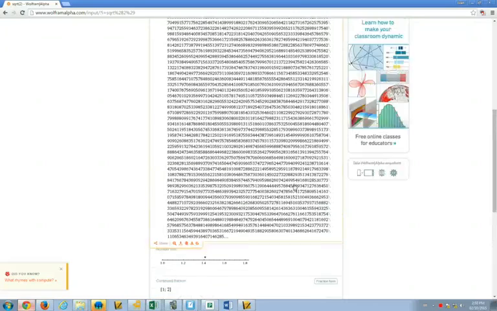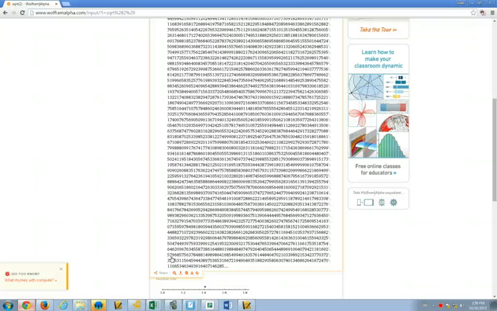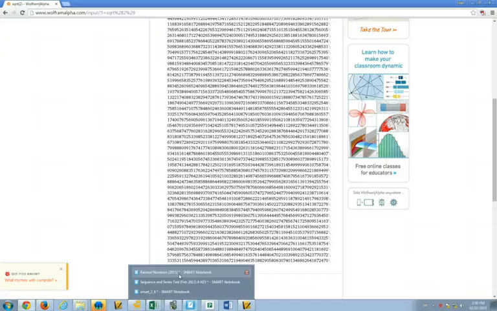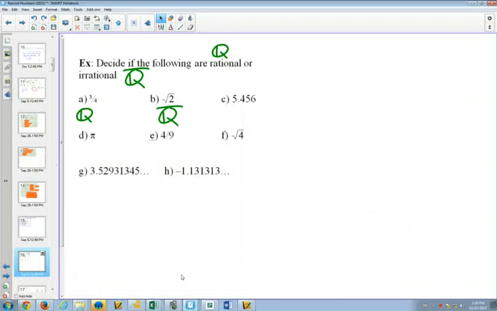Would that be like million, trillion, quadrillion? That is a lot of digits. Okay, so now we go back. So that makes it an irrational number.